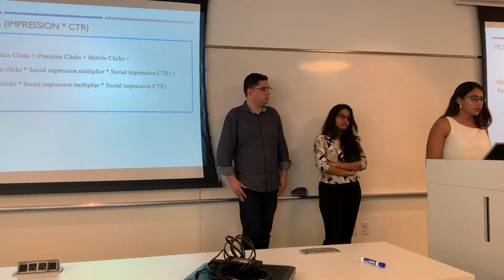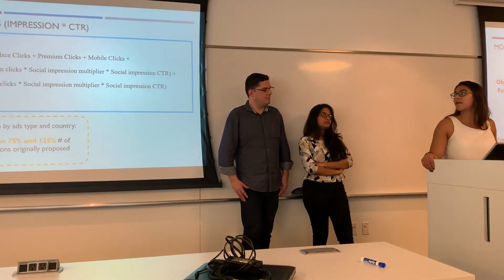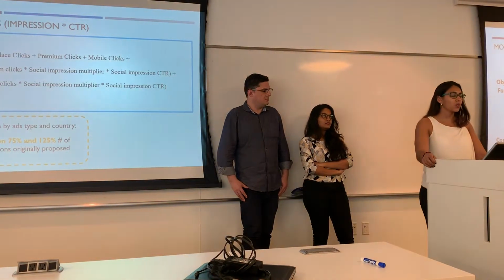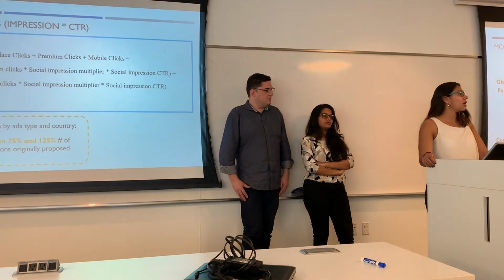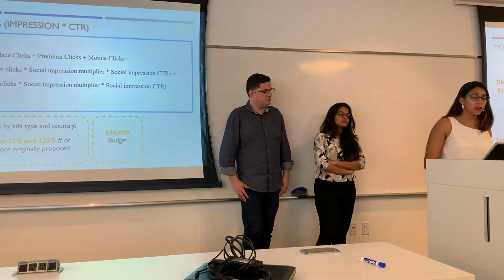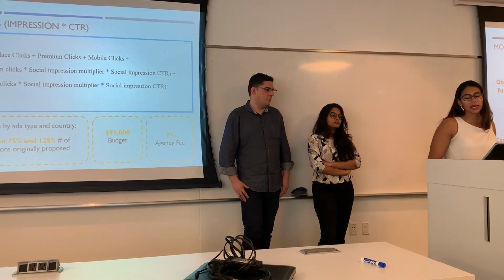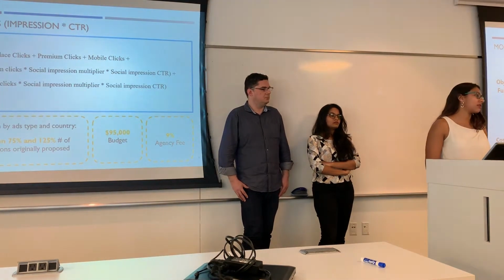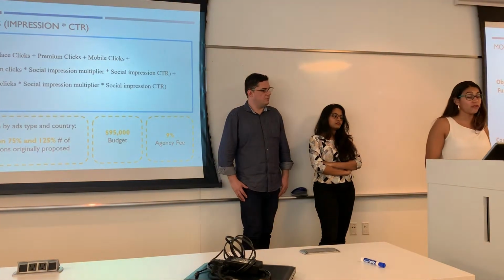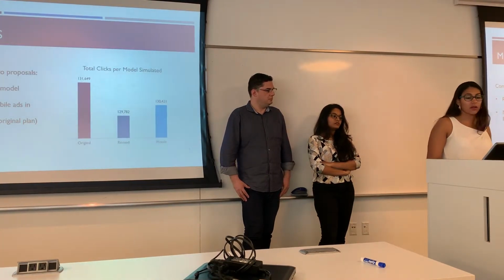We have a few constraints. First, the impressions should be between 75% and 125% of the original plan proposed. We have a limited budget of $95,000, and the agency fee is charging a 9% cost that we didn't include at first, so we have to make modifications. We ran the model, and so we're going to compare.